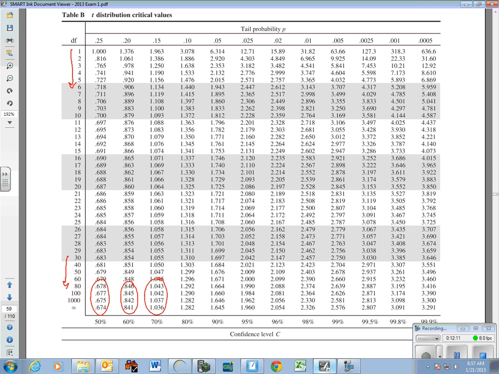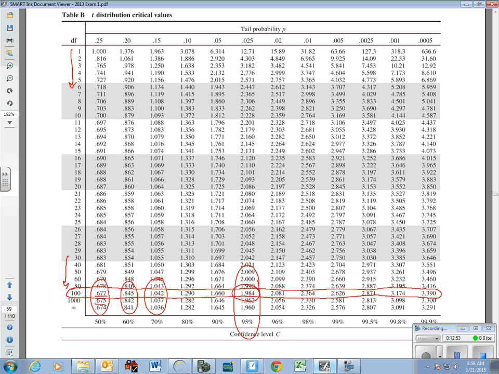If you had 101, it would be exactly the same as 100. 1,000 is only off by a couple thousandths, 677 versus 675. They're basically the same. So what you do, if you have 499, which is what I'm looking for, is go to the next biggest number on here. So with 499 degrees of freedom, I'm going to use the 100 line. So these are my critical values. Now I'm dealing with confidence intervals, and I'm trying to do a 95, which means I need this column, which means my T value is 1.984.